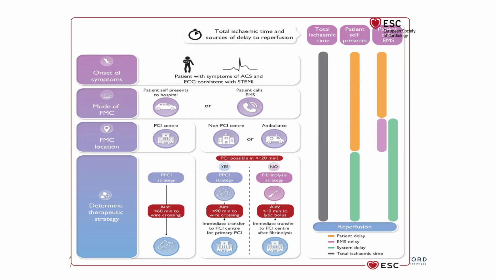If you've seen a patient in a facility that can offer primary PCI, where primary PCI is defined as coronary angiography with PCI or stenting without prior fibrinolysis, then that is the preferred strategy. You should be able to do that from door to wire crossing in less than 60 minutes.